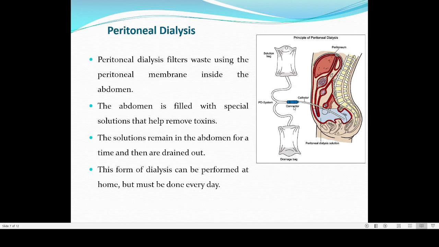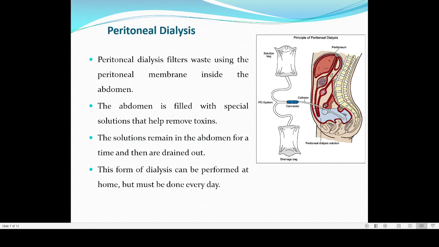The rest is already there. Just like they will keep a needle in your abdomen, and that will remain there permanently. The only thing is that every day you have to do this peritoneal dialysis. So the advantage of peritoneal dialysis is that it is far cheaper and can be done at home itself. You don't need to go to a hospital to carry out this dialysis. This form of dialysis can be performed at home, but must be done every day. So that is the problem with peritoneal dialysis.